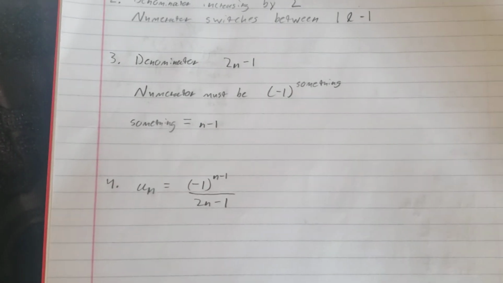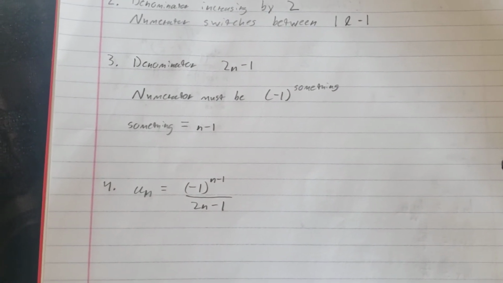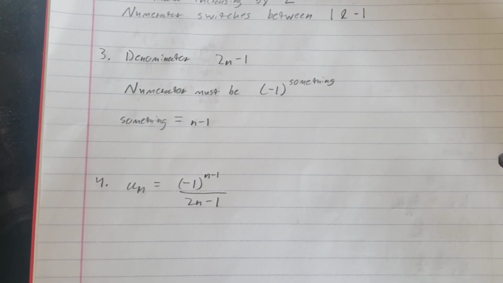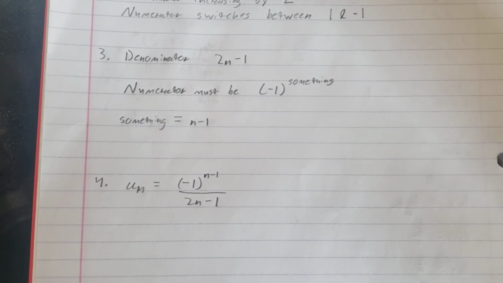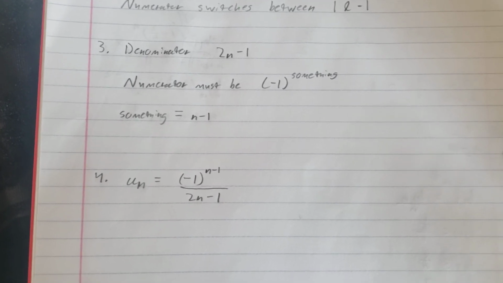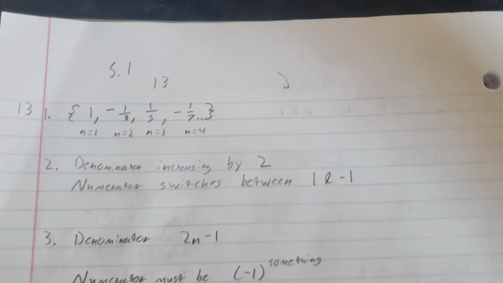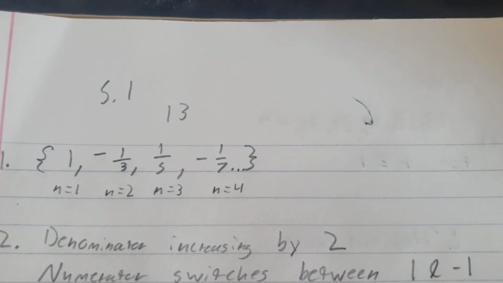Now for n equals 4, you'd have negative 1 to the 4 minus 1 over 8 minus 1. Negative 1 to the 4 minus 1 is negative 1 to the 3rd power, or simply negative 1. And in your denominator, 8 minus 1 is 7, which should give you negative 1/7, and that's what we get in the terms.